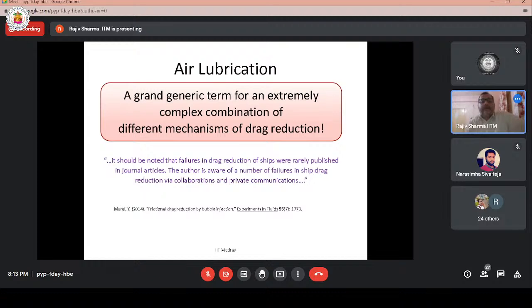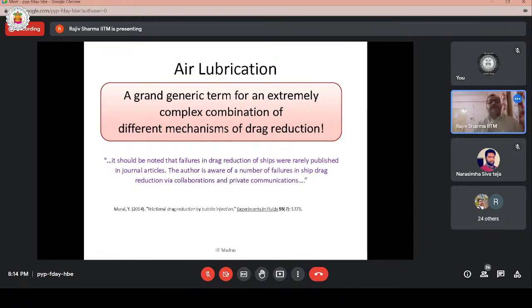Air lubrication, that means instead of gas, can we just use air? It's a grand generic term for an extremely complex combination of different mechanisms of drag reduction. It should be noted that failures in drag reduction of ships were rarely published in journal articles. The author is aware of a number of failures in ship drag reduction via collaboration in private communication. But these are something which is not available in public domain.